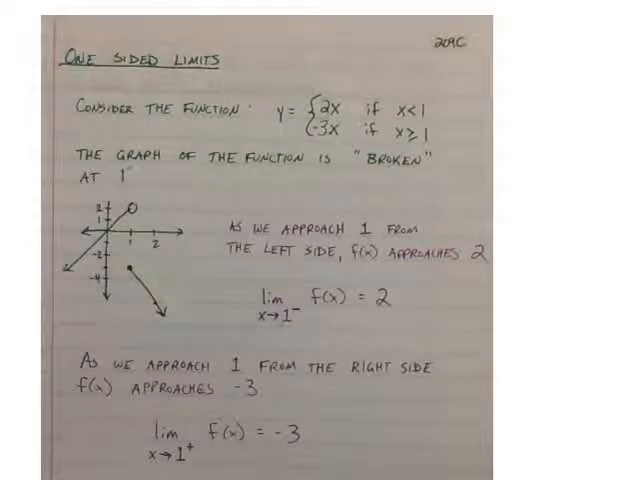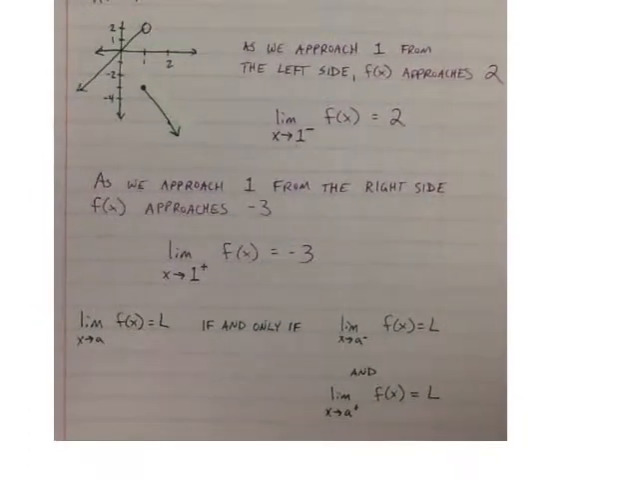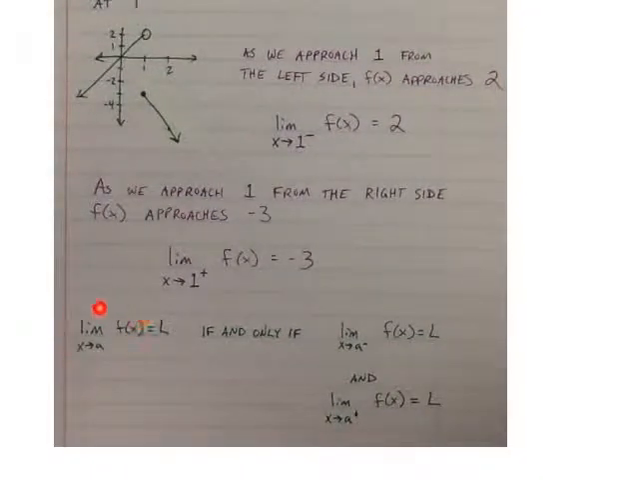All right, so to recap, what we have is a broken function, and this break is often a great indicator that our left-hand limit and our right-hand limit are going to be different. If we approach from the left, we approach 2. If we approach from the right, we approach negative 3. So finally, the last conclusion is that the limit as x approaches a of f of x is the value L if and only if the left-hand limit and the right-hand limit are the same.